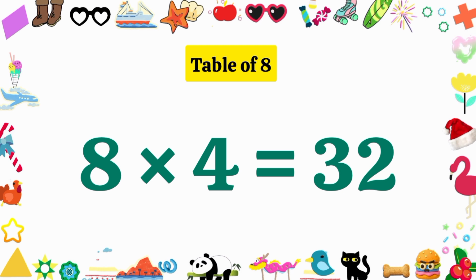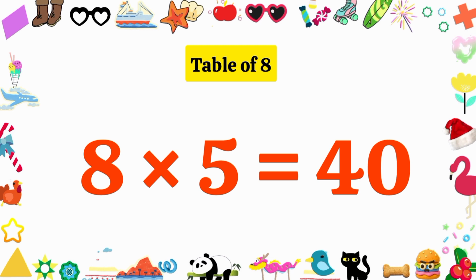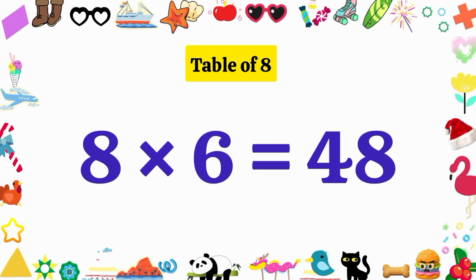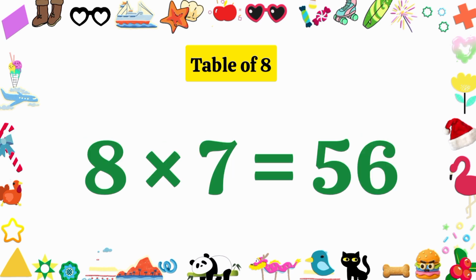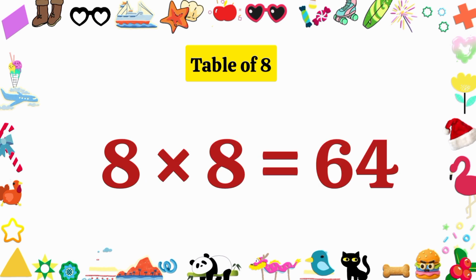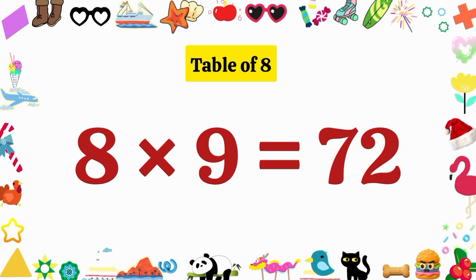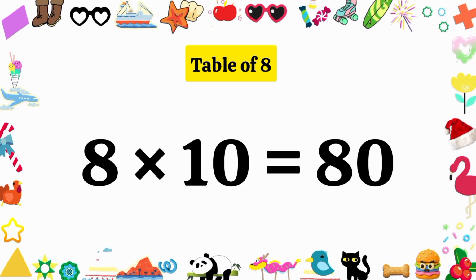8 fours are 32. 8 times 5 equals 40. 8 fives are 40. 8 times 6 equals 48. 8 sixes are 48. 8 times 7 equals 56. 8 sevens are 56. 8 times 8 equals 64. 8 eights are 64. 8 times 9 equals 72. 8 nines are 72. 8 times 10 equals 80.